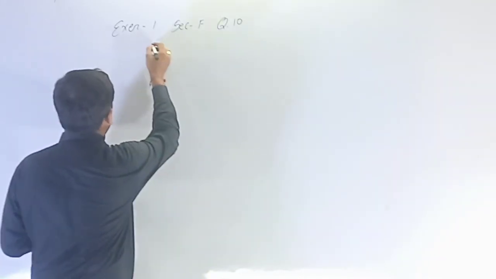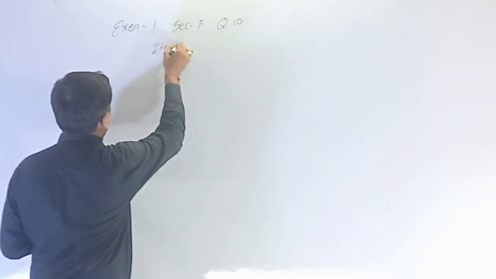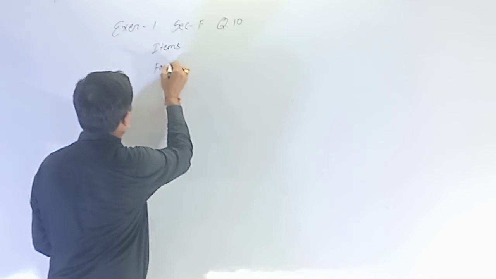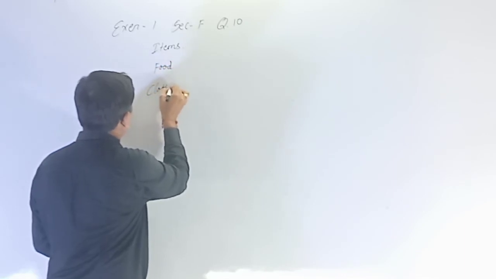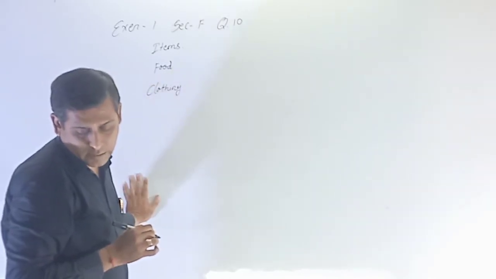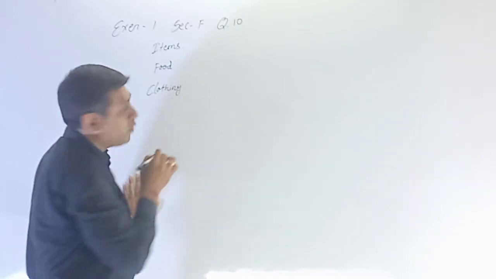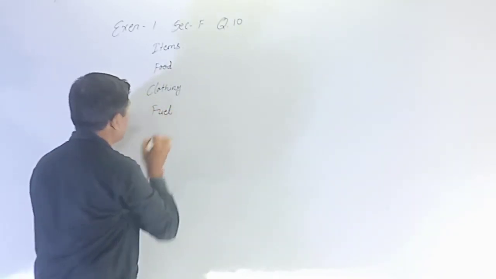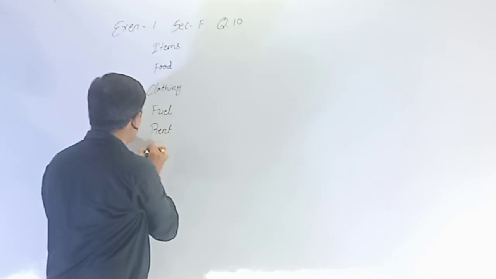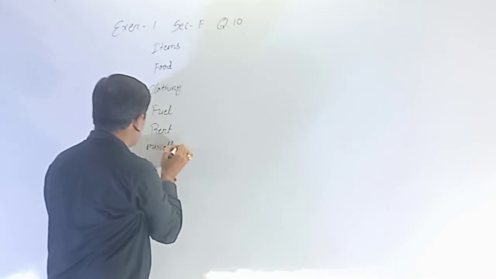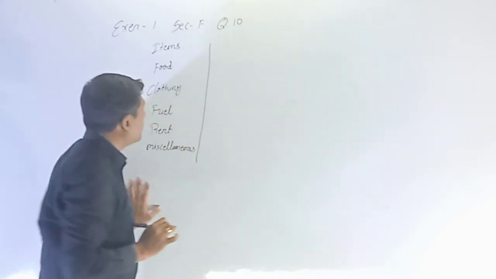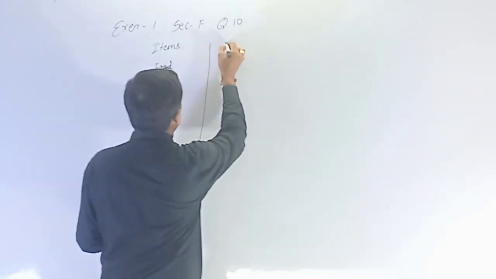See, I am writing the question first. Items: the first one is food, then clothing, then fuel, then rent, and the last one is miscellaneous. These are the items. Now see here, the index number.